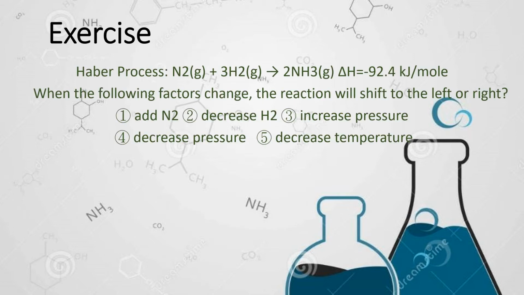Finally, we have to practice the topic to see if we have learned it. Exercise. Haber process. Nitrogen and hydrogen generate ammonia. When the following factors change, will the reaction shift to the left or right?